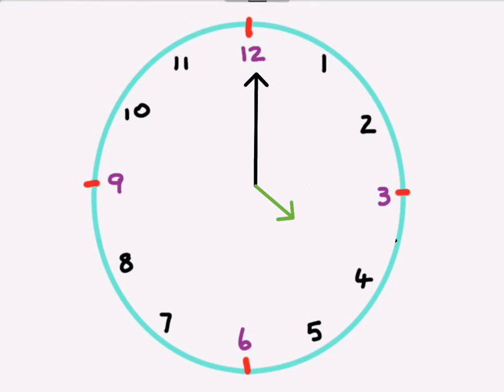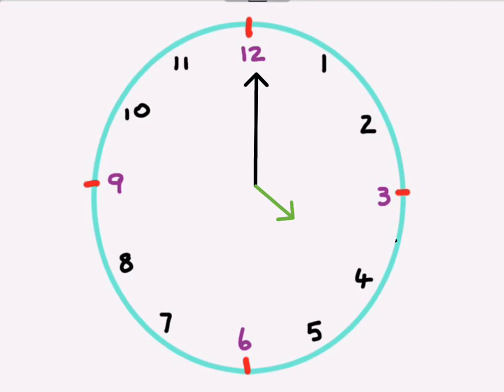Now you're going to learn about o'clock. O'clock is the word that you use every time the minute hand, which we know is our long hand, is pointing at number 12. 12 means o'clock when the minute hand is on it. So let us have a look.